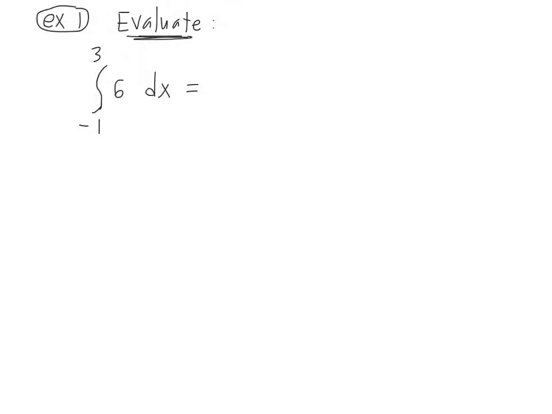So to figure out what this is equal to, it's helpful to be able to visualize this. So the function that we're talking about here is 6. So this is really f of x. So if we were to draw y equals 6, we know that's a nice horizontal line. What this means, this whole idea of an integral from -1 to 3, what that means is we are looking to find the area underneath that curve from x values going from -1 to 3.